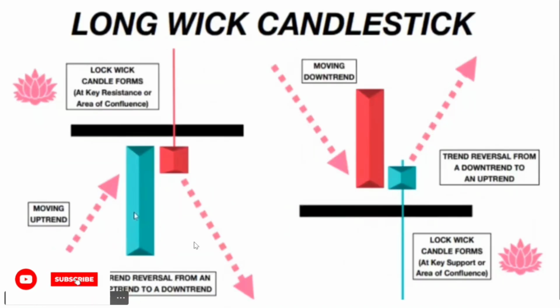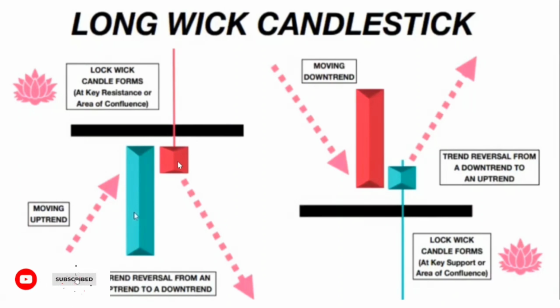This is a long wick candlestick. A long wick candle forms at a key resistance or area of confluence. Here we have it, this is the area of confluence. There's a long wick candle over here, where we have the big bullish candle, and the long wick surpasses the area of confluence.